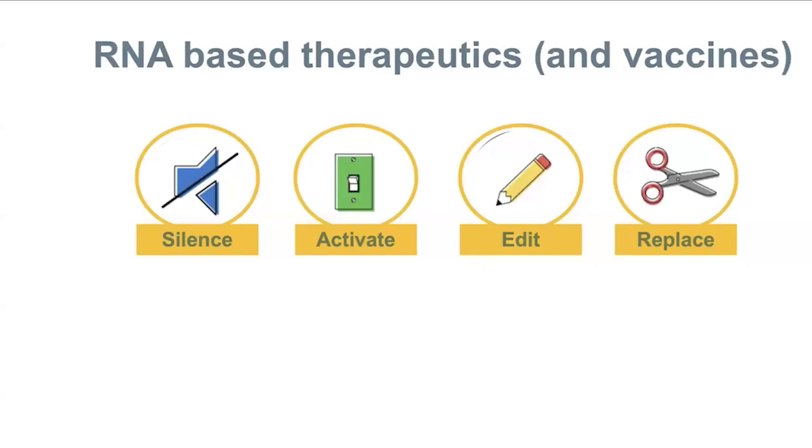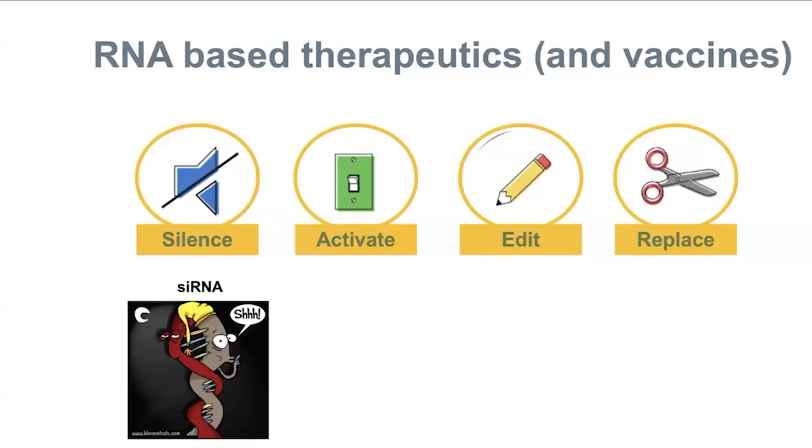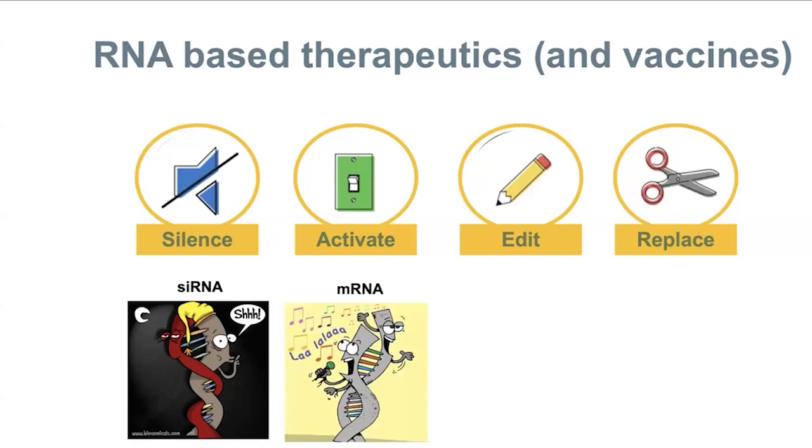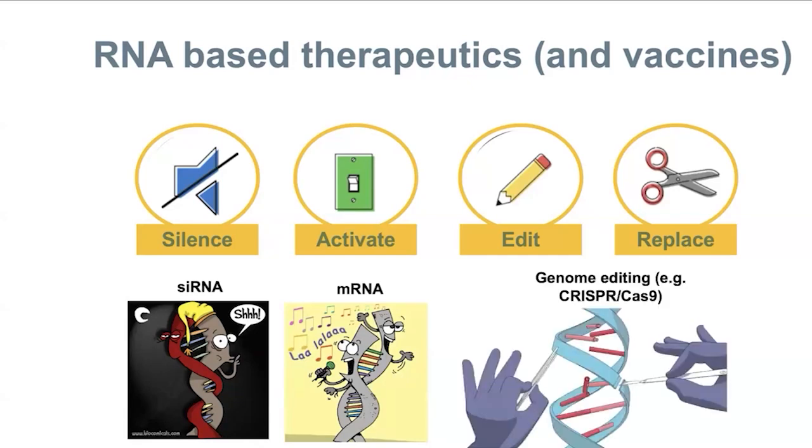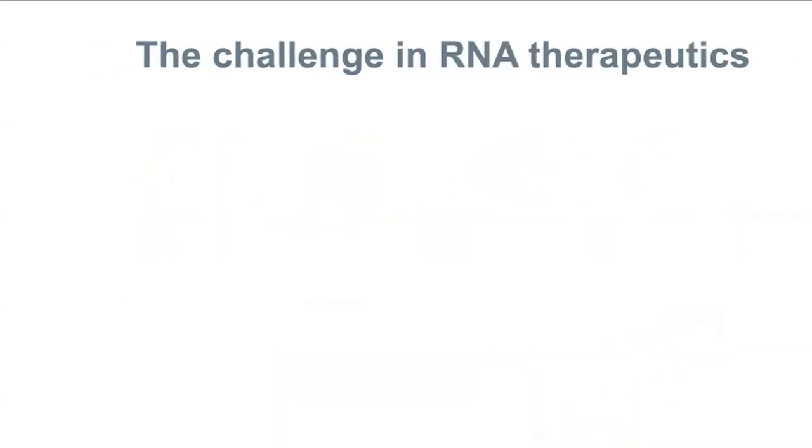And what can we do with this? We can silence genes predominantly with siRNA, small interfering RNA. We can activate them with messenger RNA, and we can edit and replace them with many types of genome editing tools. For example, the CRISPR-Cas9 one that reached the clinic, and we already have a very nice clinical example, Casgevy, which is clinically validated as a new drug therapy modality.